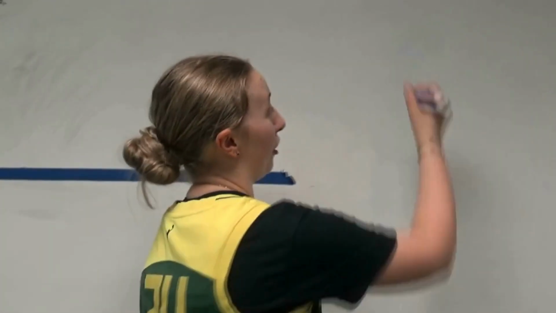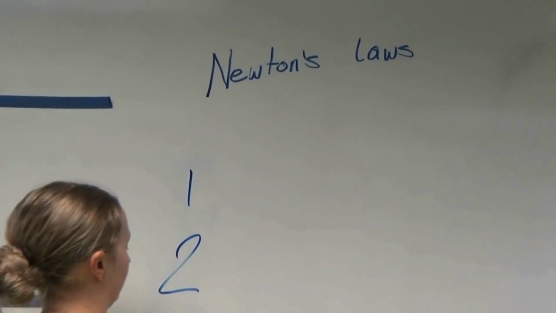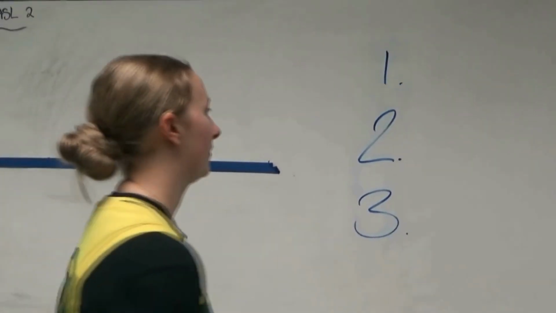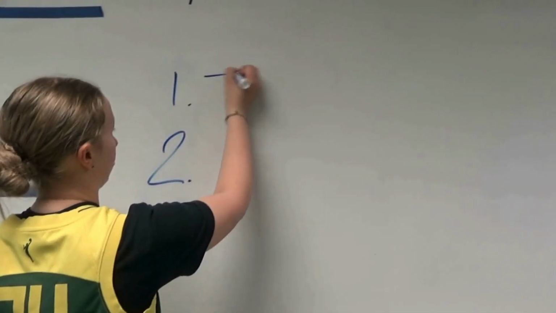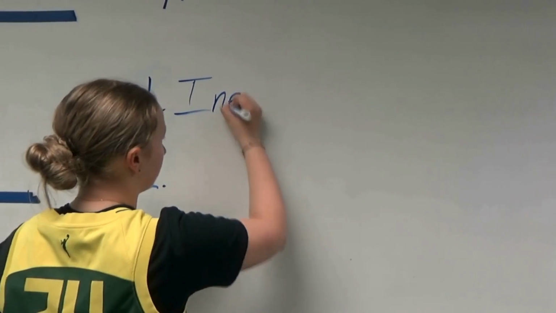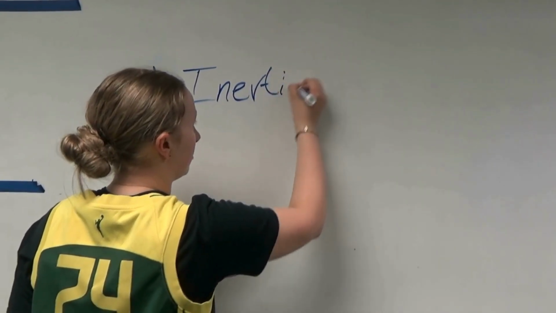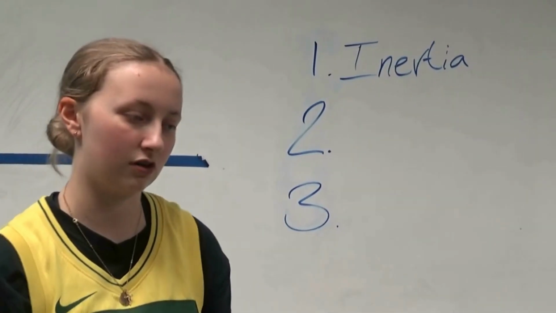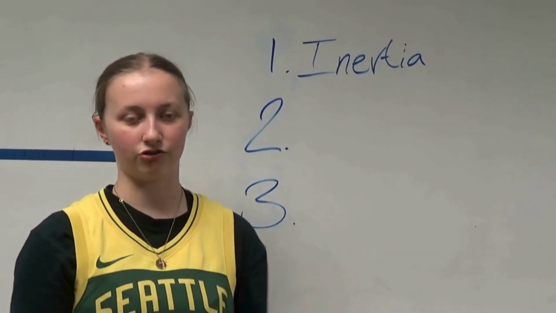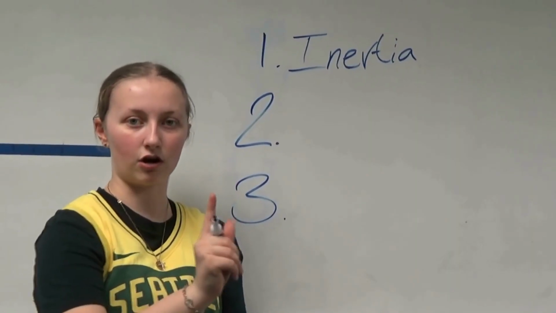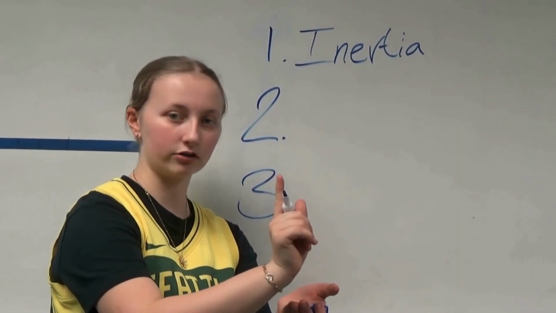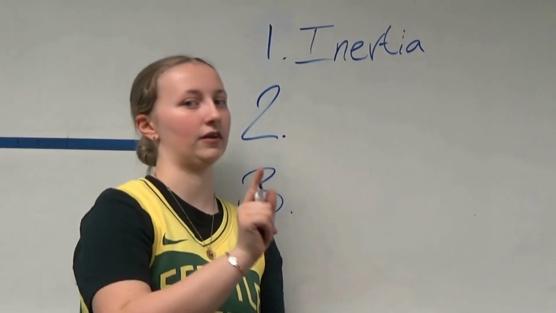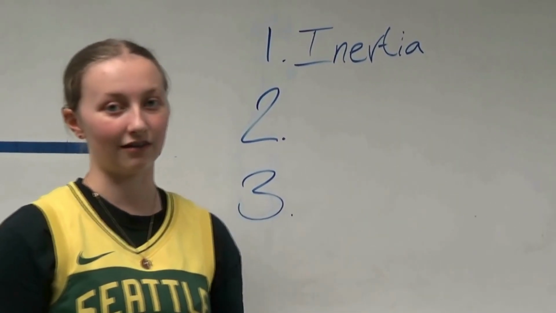Newton had 3 laws. The first law is inertia, which basically means that an object in motion will stay in motion. So when you look at a car crash, the person who is in the car, they're not going to stop moving, they're going to continue moving. That's why the airbag is there for protection.